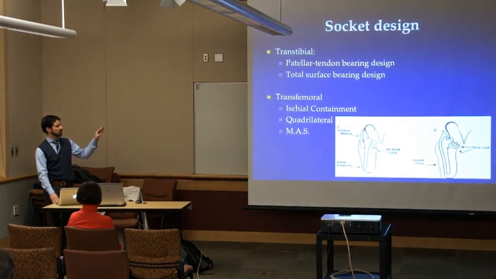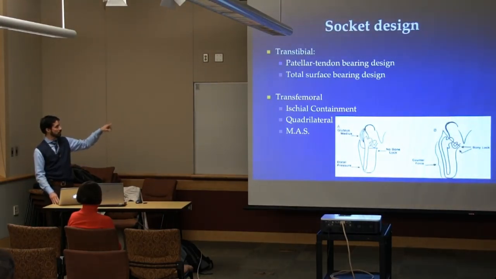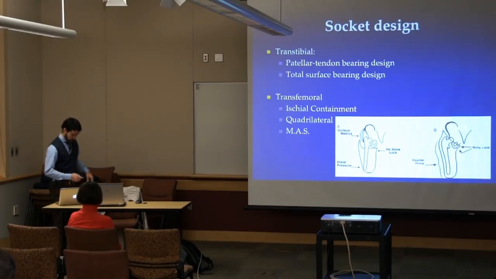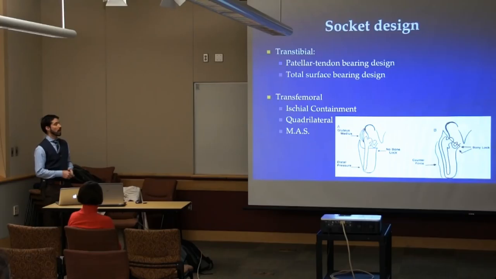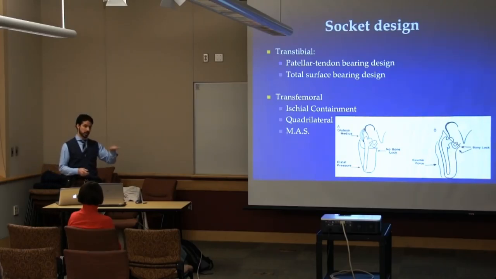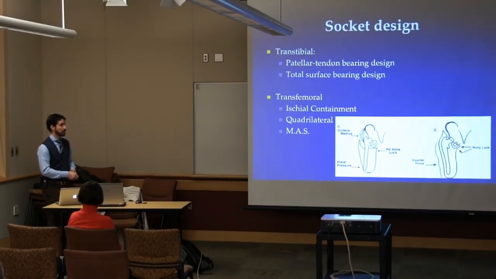Socket design, I'm just going to touch on. There are a few different socket designs. I don't have time to go into these in detail, but I just listed a couple in the transtibial and a couple in the transfemoral. I give you this one diagram here to show this idea of a bony lock over the ischium. So most of the transfemoral sockets we make these days have that bony lock, so that's called an ischial containment type socket. This quadrilateral, this is the Vietnam guys. This is the style that they have and they continue to want. And that's what's called an ischial seat, where the ischium just actually sits on a brim of the socket. So it doesn't have this nice capture.